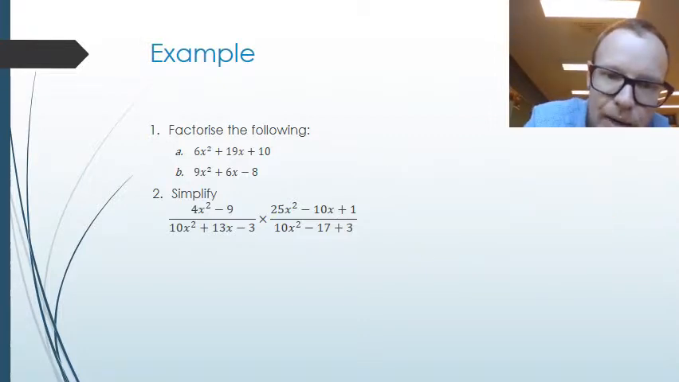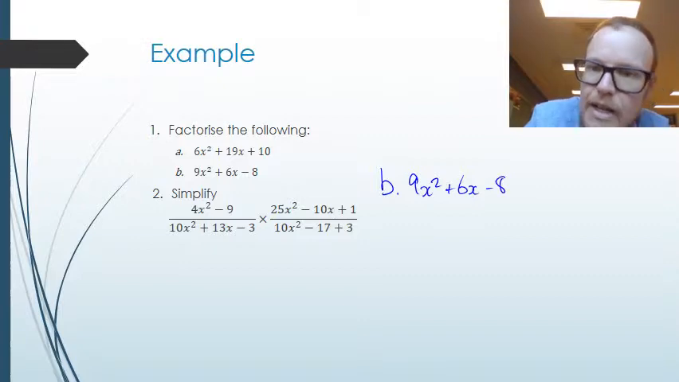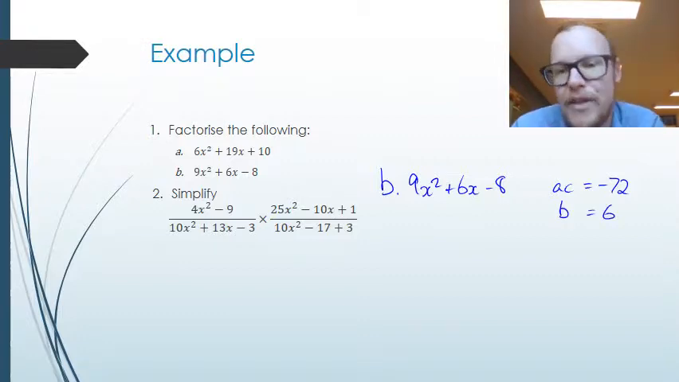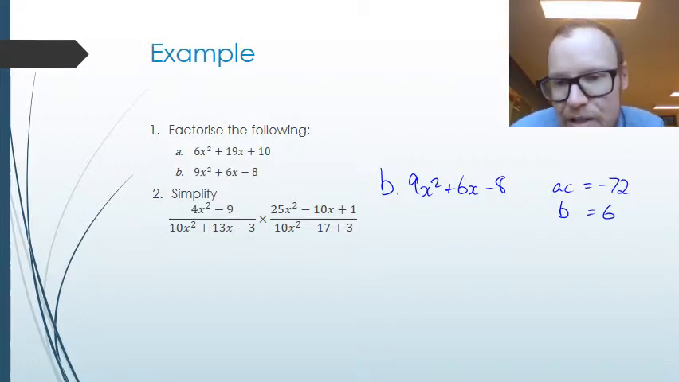Okay, looking at 1b now. We've got 9x squared plus 6x minus 8. Now AC here is going to be negative 72 and B is 6. So I need to find numbers that multiply to negative 72. That means one number is going to be negative, one's going to be positive.